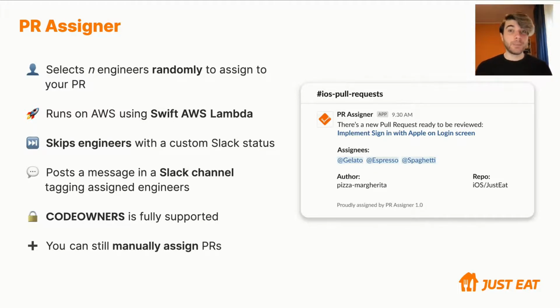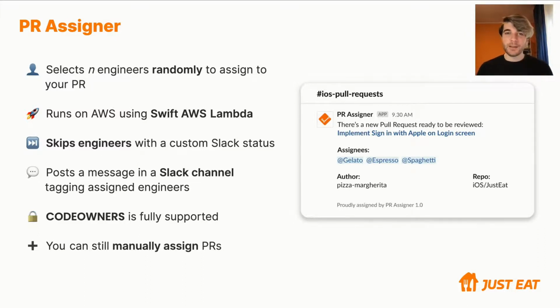It also fully supports code owners, so if you have them set in your repo, they will be assigned to the PR, and you also still have the freedom to choose manually who you want to get a review from. They will be tagged and notified in the Slack message.